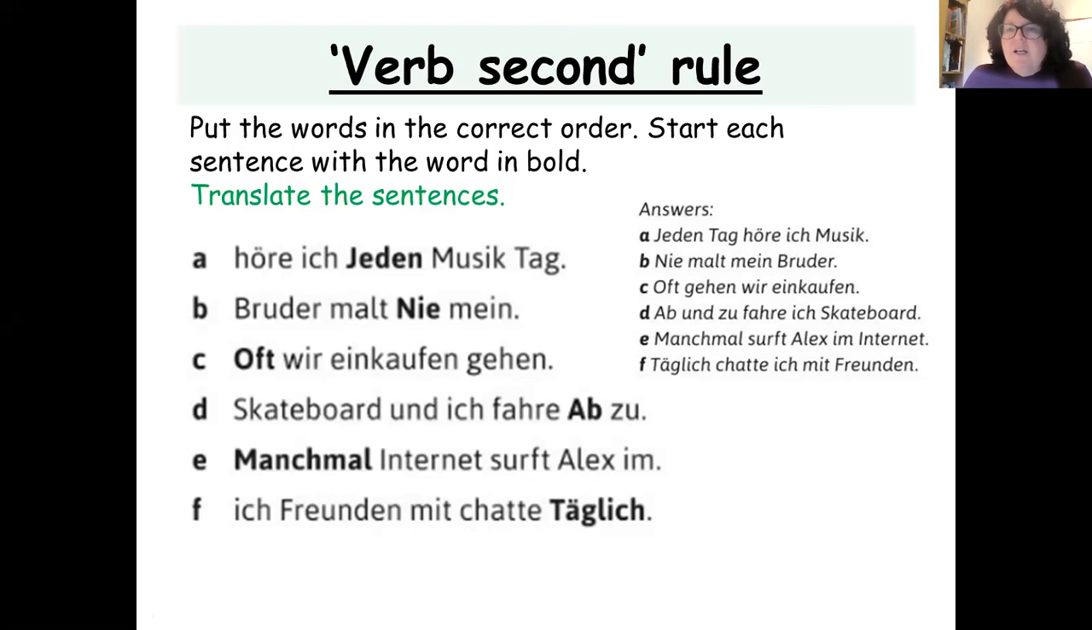Und manchmal surft Alex im Internet. So sometimes Alex surfs online. Täglich chatte ich mit Freunden. So every day I chat with my friends.